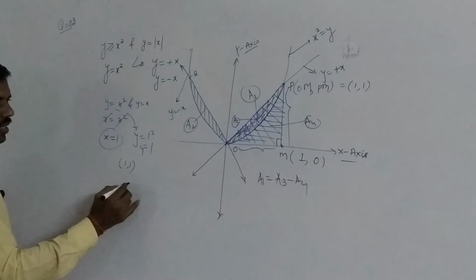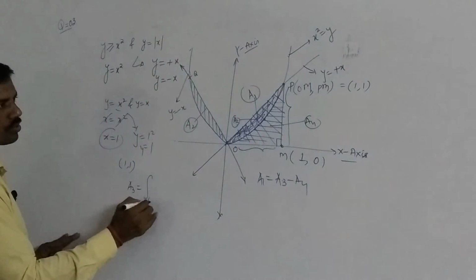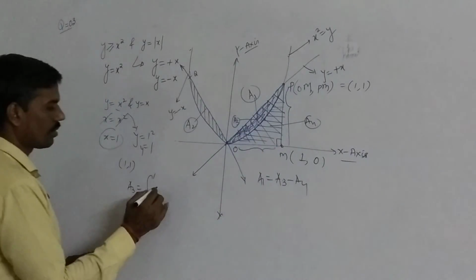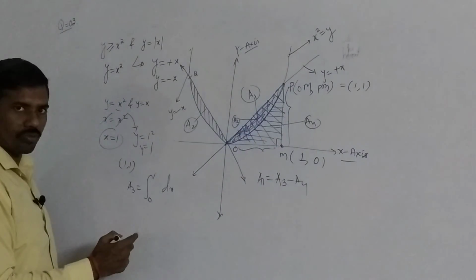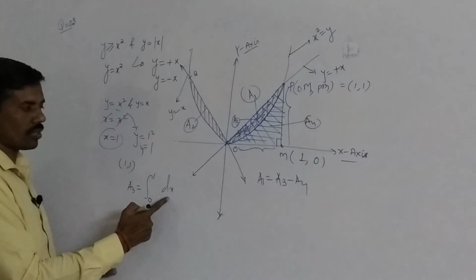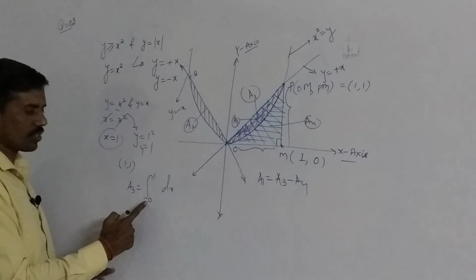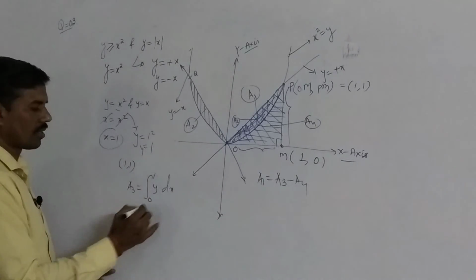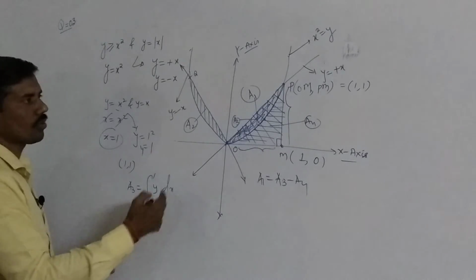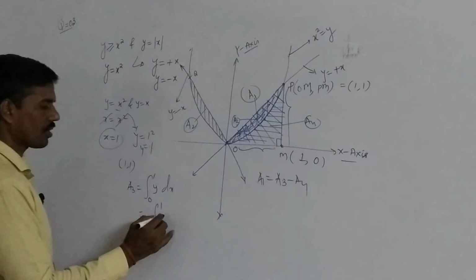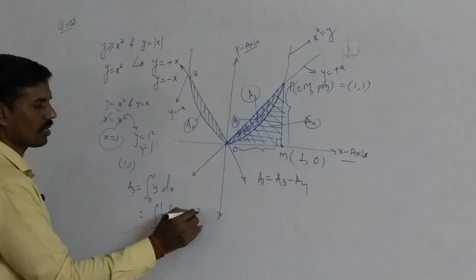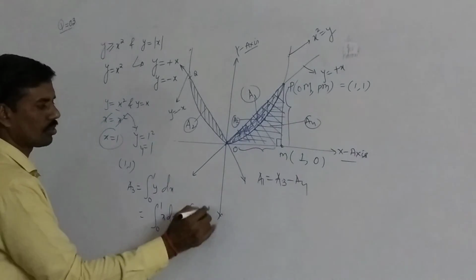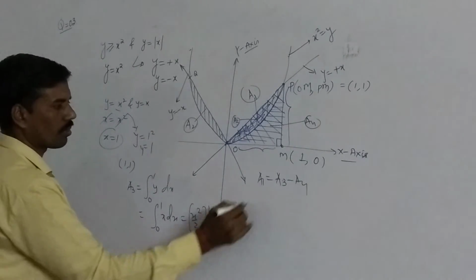So find A3. A3 is from 0 to 1, and we are taking the range of x, so we have to integrate with respect to x. So x equal to 0 to 1, write y here. This one is the integral from 0 to 1 of y is equal to x dx, and we know that this is x square upon 2. From 0 to 1 we get 1 upon 2.